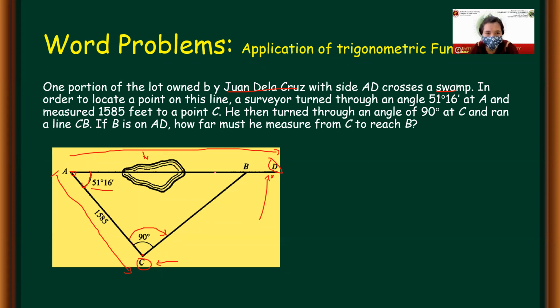Now, the problem is, how far must we measure from C to B? So, the question now is, how far is point C to B? How far must he cross to get to the other side where point D is? Okay? So, based on the illustration, there is a 90 degree angle, right? 90 degrees is a right angle. So, if you look closely at the image, it forms a right triangle, since this is 90 degrees.